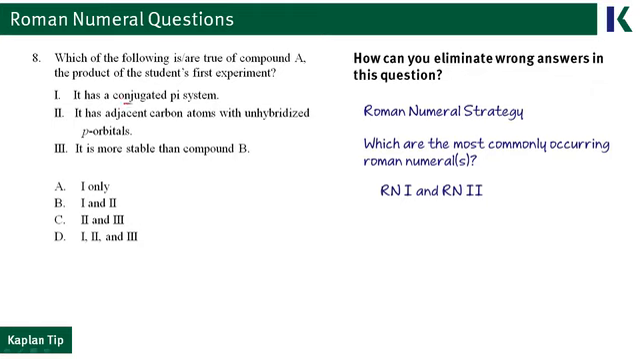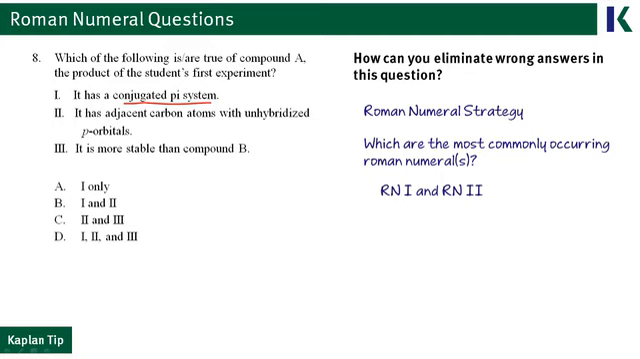It says that compound A has a conjugated pi system. So to evaluate that Roman numeral, you'd have to go back to the passage, take a look at compound A, and see if it really does have that conjugated pi system. Then, depending on if Roman numeral 1 was true or false, you'd either eliminate or keep any answer choice that says Roman numeral 1. Then you'd move on to Roman numeral 2, and only if you had to, move over onto Roman numeral 3 until you have only one answer choice remaining because you've eliminated everything else.